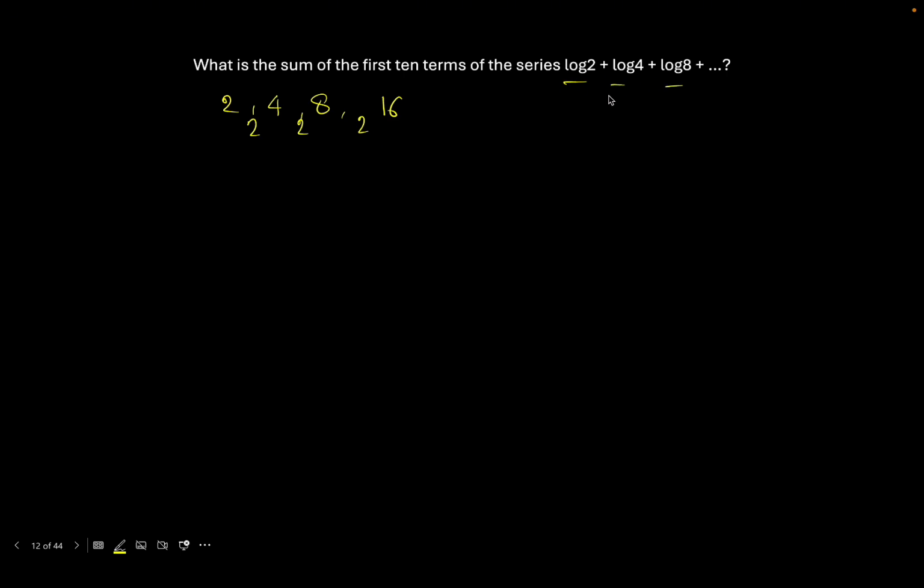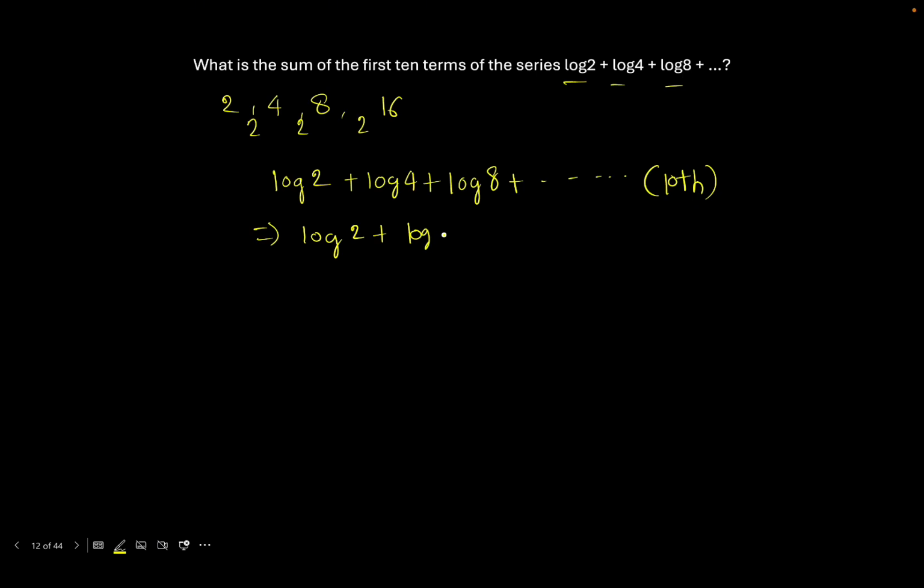So we don't know whether it's a geometric or some other kind of series. So we can write log 2, log 4, log 8, plus, so it will be 10th. So it will be log 2 square, log 2 cube. So we can write log 2 plus, it will come first, so it will be 2 log 2 plus 3 log 2, and it will continue.